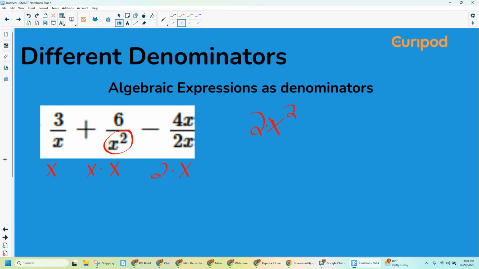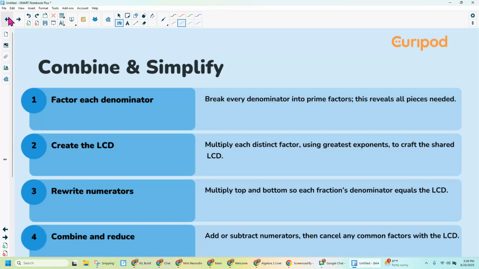So I can turn each one of these denominators into 2x squared. So that's what I plan to do. Let's go back and look at that rule, what it said to do and how to do it. Break every denominator into prime factors, and that reveals the pieces that are needed. That was our x, then one had 2 x's, and one had 2 times x. Those are the pieces. Multiply each distinct factor using the greatest exponents to craft the shared denominator.